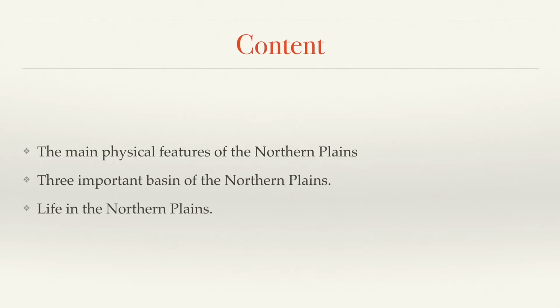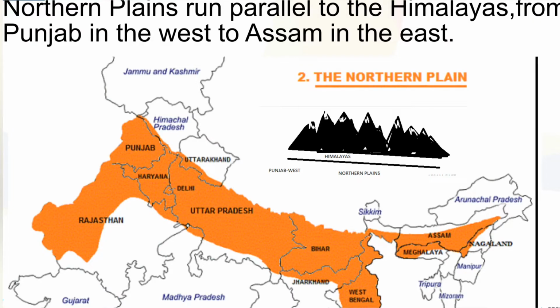In this video, we will study the main physical features of the northern plains, three important basins of the northern plains, and life in the northern plains. To the south of the northern mountains lies an extensive flat plain, that is the northern plains. It is also called the Indo-Gangetic plains. It is formed by the alluvium deposited by the rivers Ganga, Indus, Brahmaputra and their tributaries.